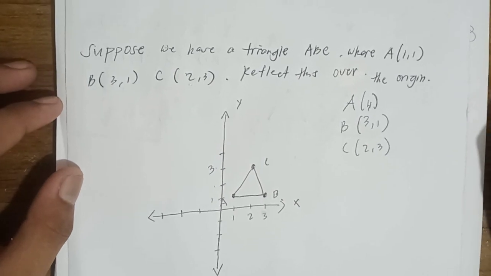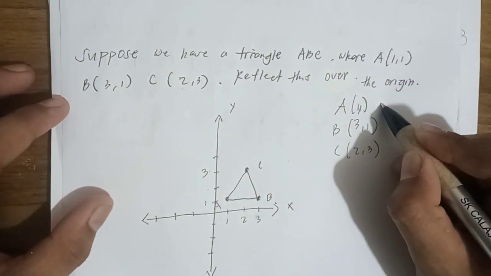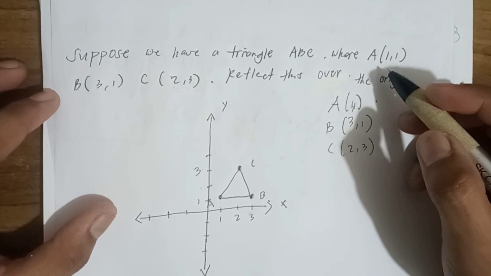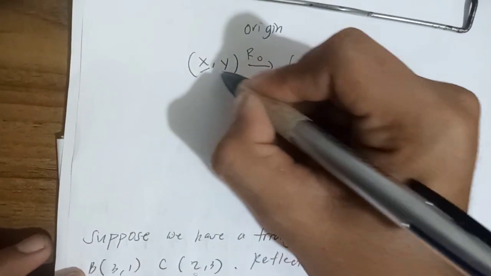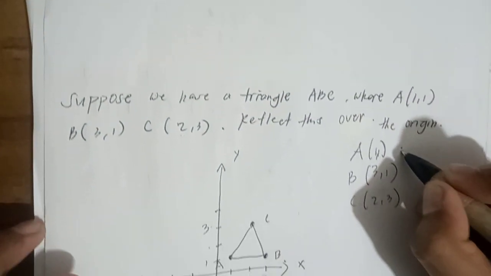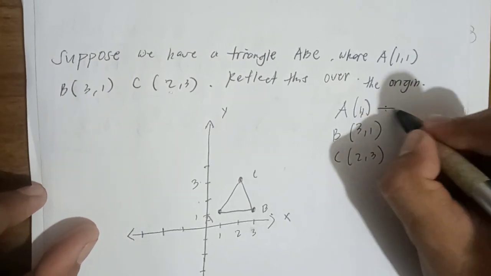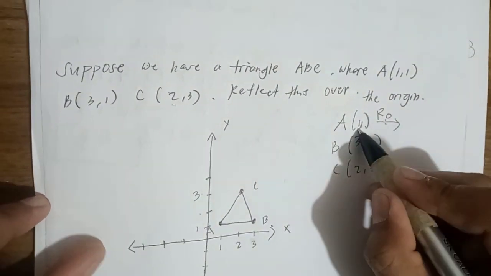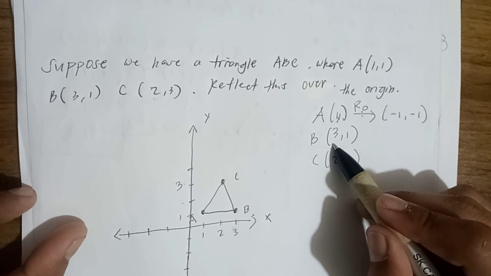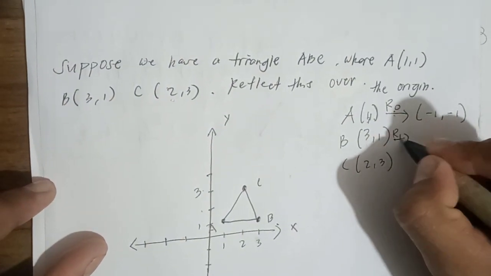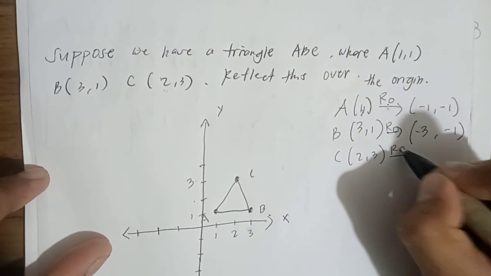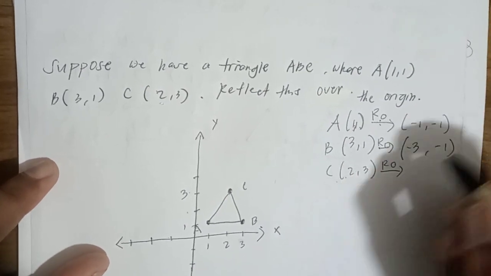Now, if we are going to reflect these points over the origin, as I said earlier, both the x and the y values will change. So in the point A, we're going to reflect this over the origin. This is going to be (-1, -1). In point B, the x value will change and the y value will change. So this is going to be (-3, -1). Same process. Point C, (-2, -3).